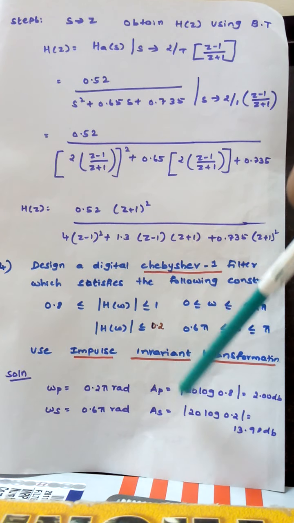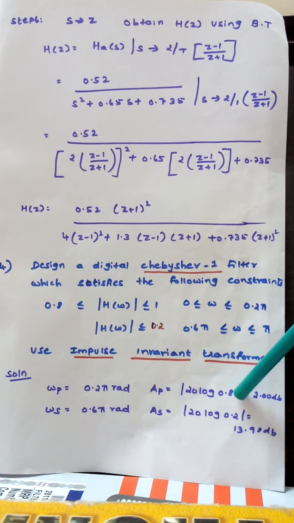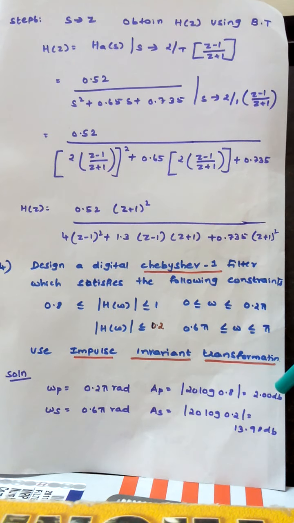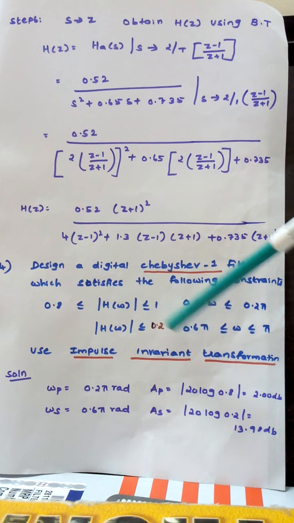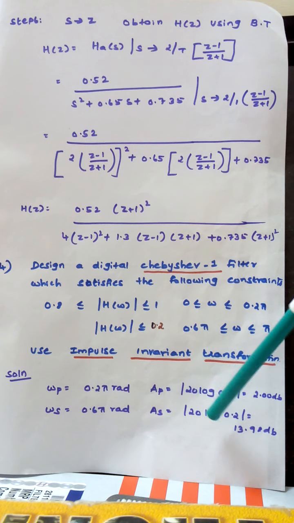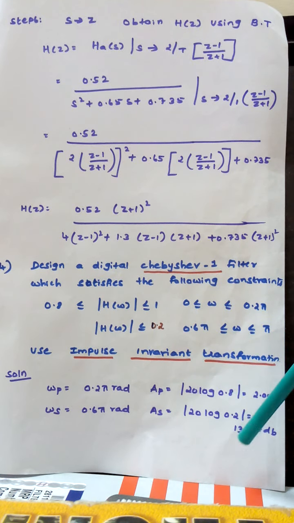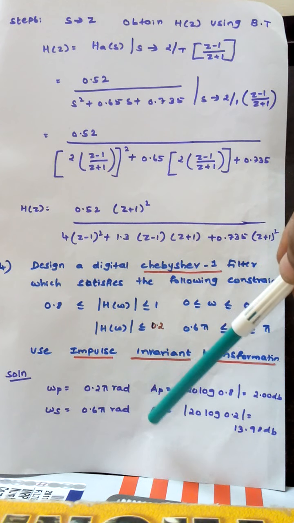So Ap, the modulus of Kp, is 20 log of 0.8, which is 2.00 decibel. Similarly, As is given as 0.2, so As, the modulus of Ks, is 20 log of 0.2, which is 13.98 decibel. So here they have given ωp equal to 0.2π and ωs equal to 0.6π.